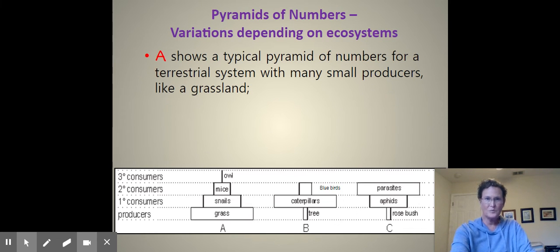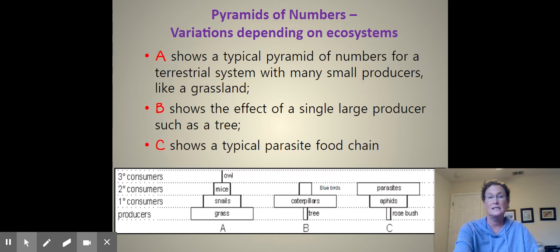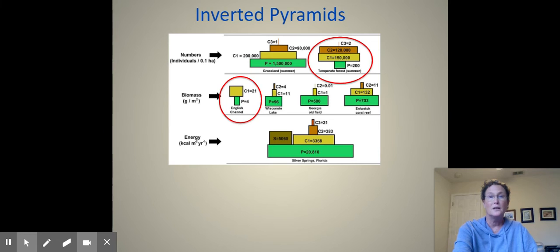Okay. So pyramid A shows a typical pyramid of numbers for a terrestrial system with many small producers, like a grassland. Pyramid B shows the effect of a single large producer, such as a tree. So one tree can provide enough energy for these other organisms. So pyramid of numbers can have it inverted like this, as with a parasitic food chain. So these are pyramids of numbers, how many there are at each one.